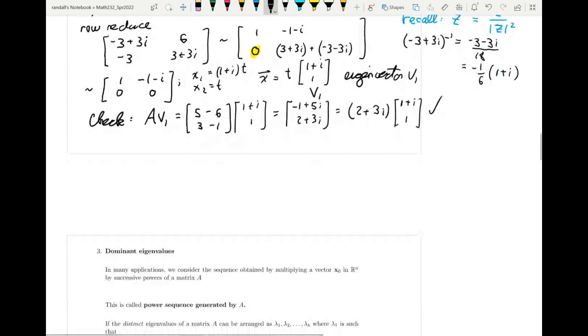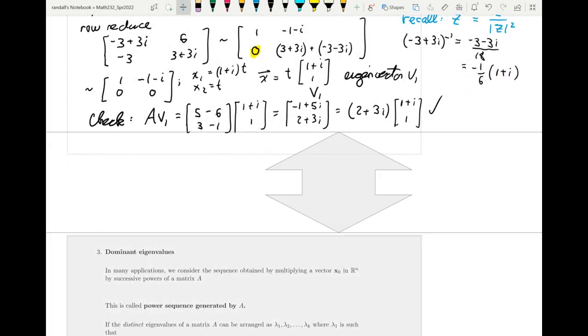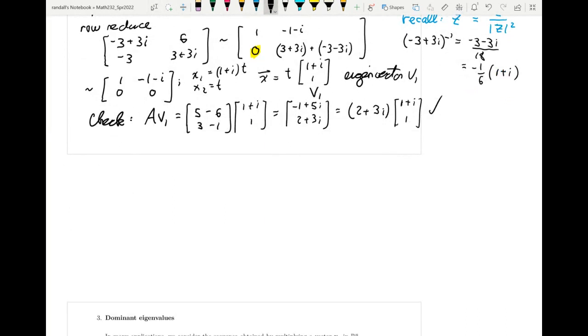Okay, so let's do the next eigenvalue. For lambda 2 equals 2 minus 3i, we have the matrix -3 minus 3i, 6, -3, 3 minus 3i, once I plug that in. So there's my coefficient matrix of the homogeneous system, which I want to row reduce. First of all, I divide the top row by -3 minus 3i, which means the inverse of -3 minus 3i.